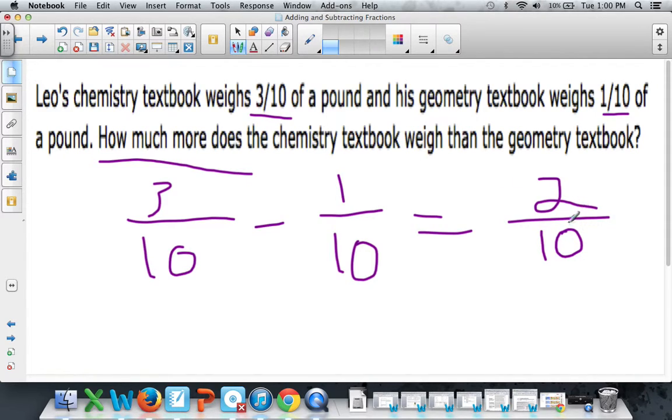Though this answer could be more beautiful. It could. Try to look at what the top and the bottom of our answer could be divided by to reduce or simplify to a more simple fraction. Hopefully you see this 2 and you go, oh, maybe I should divide by 2. Yeah, you should. 2 divided by 2 is 1. 10 divided by 2 is 5. There's a more simple, better answer.